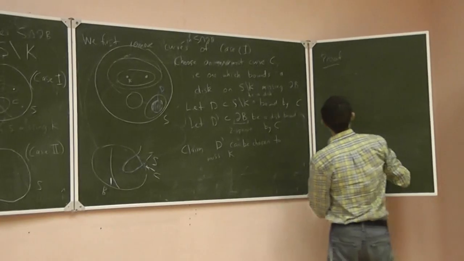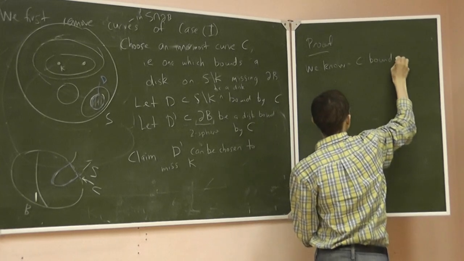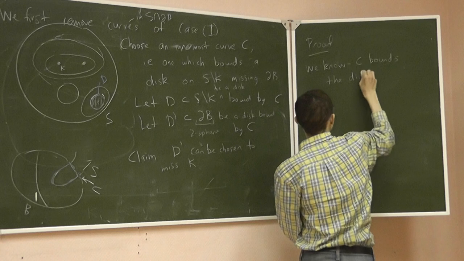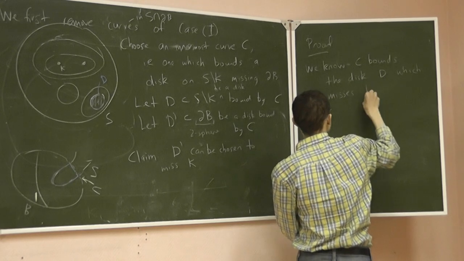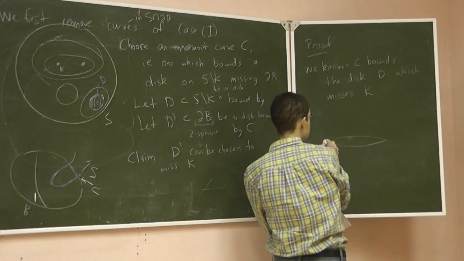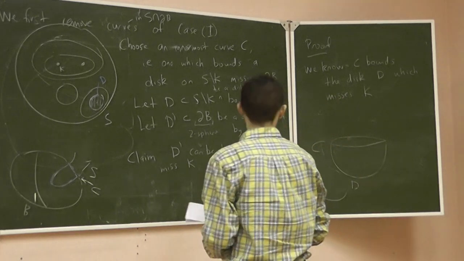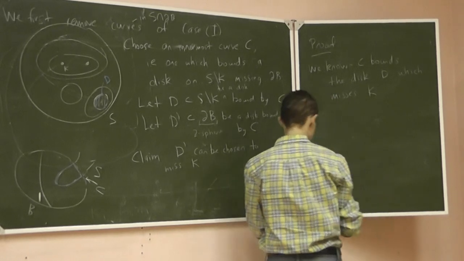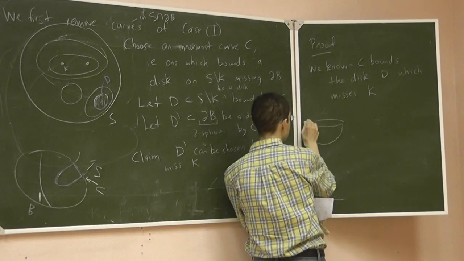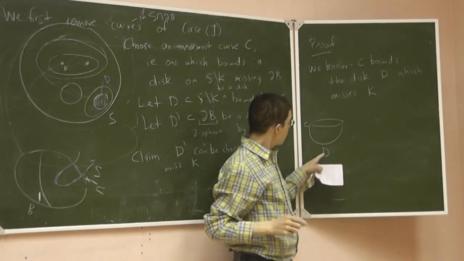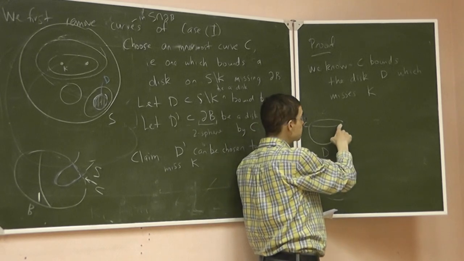On the one hand, we know C bounds the disk D, which misses K. Now, this curve also bounds the disk D prime, so it also has this boundary.